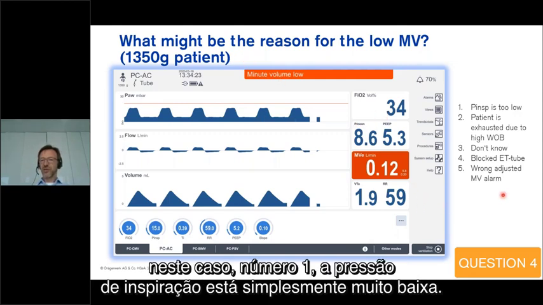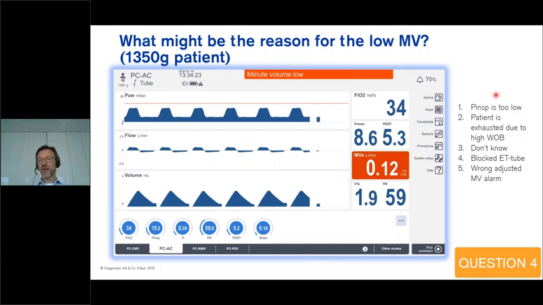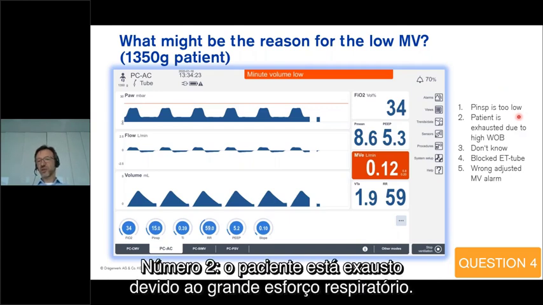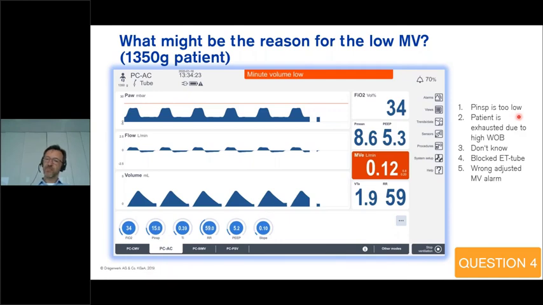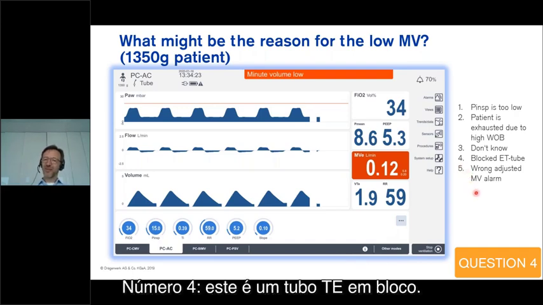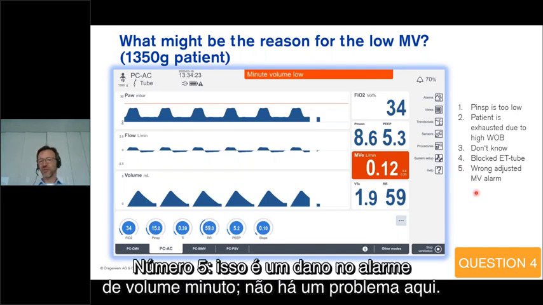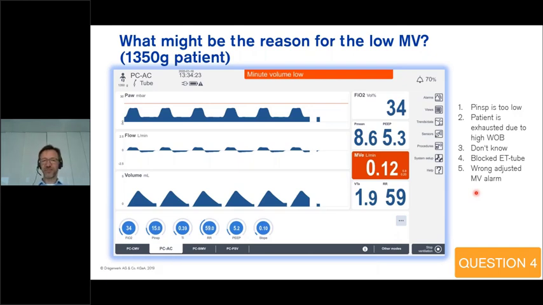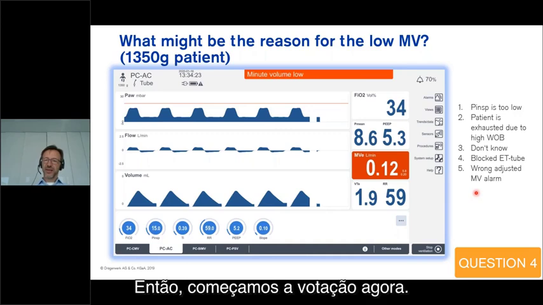And now the choices are, in this case: number 1, the inspiration pressure is simply too low. Number 2, the patient is exhausted due to high work of breathing. Number 3 is don't know, I need to ask a colleague. Number 4, this is a blocked ET tube. Or number 5, this is a wrongly adjusted minute volume alarm limit, so we do not have any problem here. So we start the voting now.